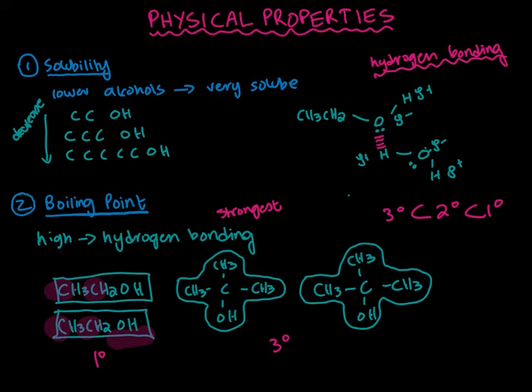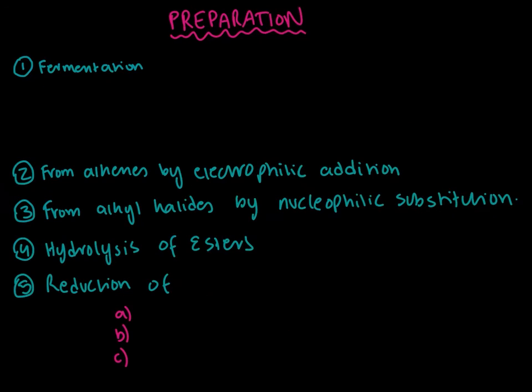So these were the physical properties of alcohols. Now we're moving on to the preparation of alcohols. For this you have 5 methods. The first one is going to be fermentation. For fermentation, you need some sort of a sugar source. In this case, we're going to be using glucose.